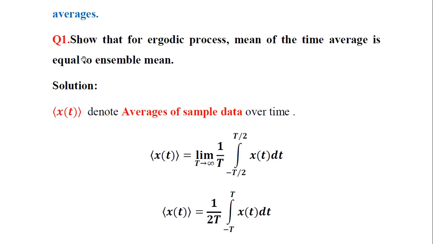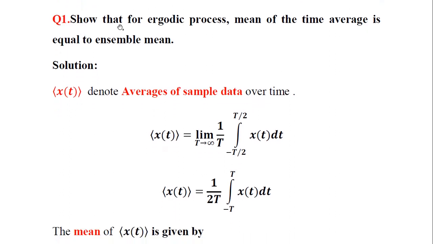First, let us look at one of the questions. Show that for an ergodic process the mean of the time average is equal to the ensemble mean. The solution for the above problem is as follows. Let the angular bracket of x of t denote the averages of the sample data over the time. The angular bracket means the averages of the sample data which are taken over the time here.